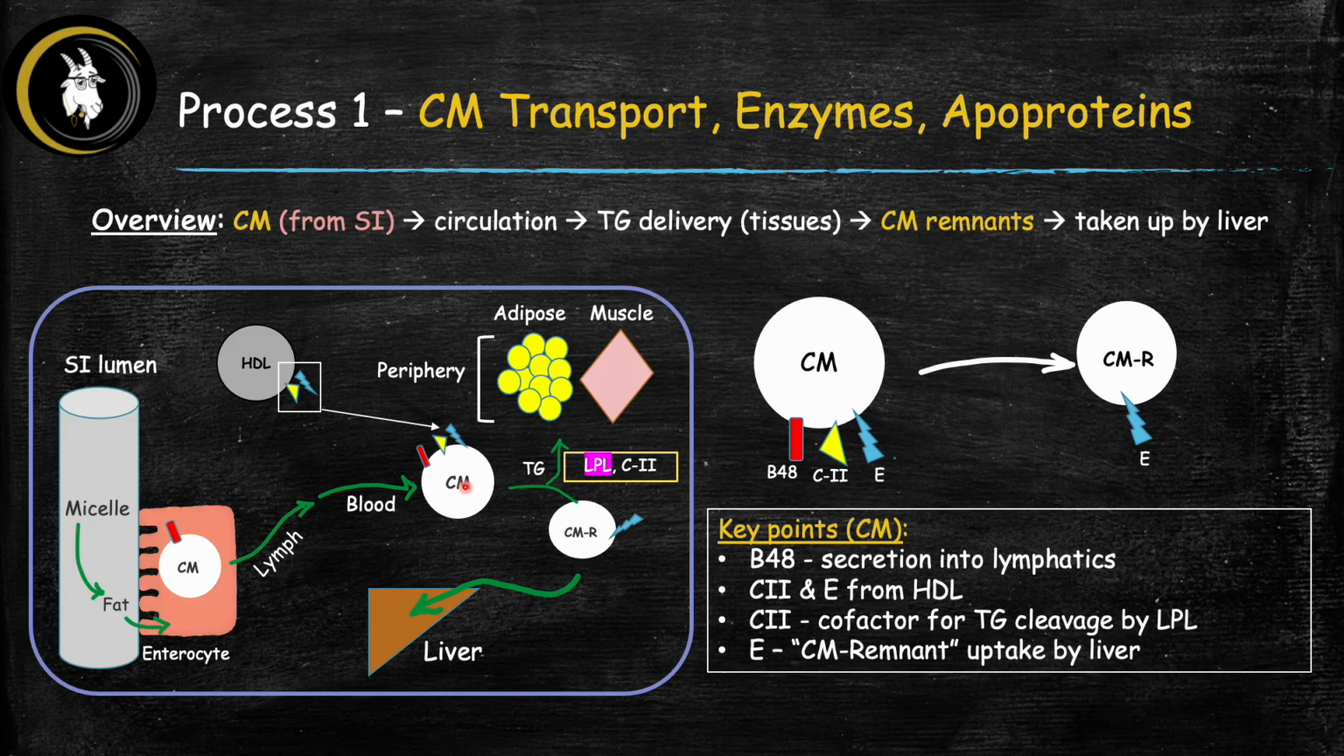And then in blood, it's going to get ApoC2 and ApoE from HDL. So remember, a few slides back, we said one of the roles of HDL was to serve as this repository for ApoC2 and ApoE. And so now you can see that this is how chylomicrons are getting it into circulation. It's going to get donated to them from HDL. So that's the second main point right here. And then, so again, we're just going to continue what we talked about before.